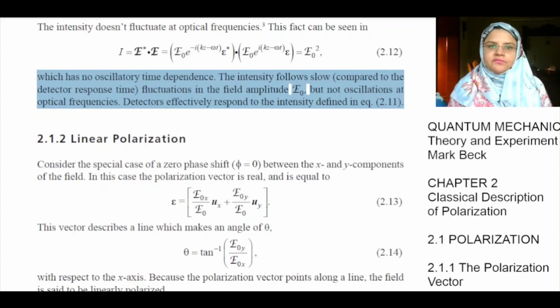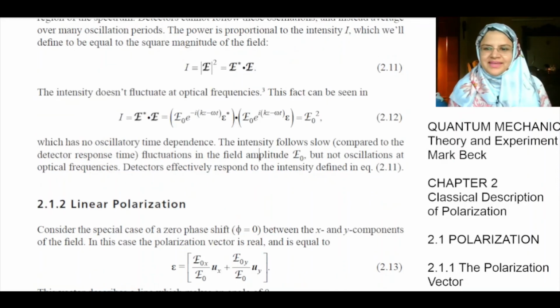The intensity follows, slowly compared to the detector's response time, fluctuations in the field amplitude E naught, but not oscillations at optical frequencies. Detectors effectively respond to the intensity defined in equation 2.11. The intensity is equal to the amplitude of the electric field squared. It does not depend upon optical frequencies since detectors are not fine enough to observe them.